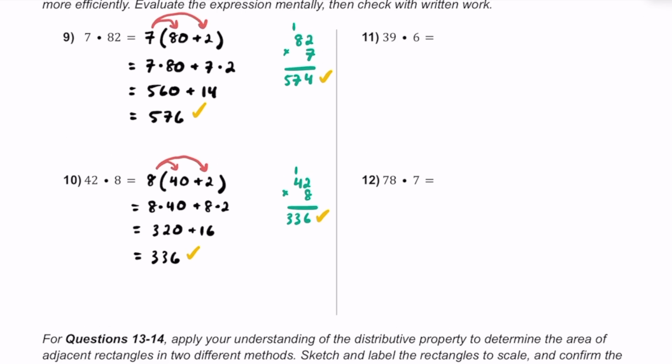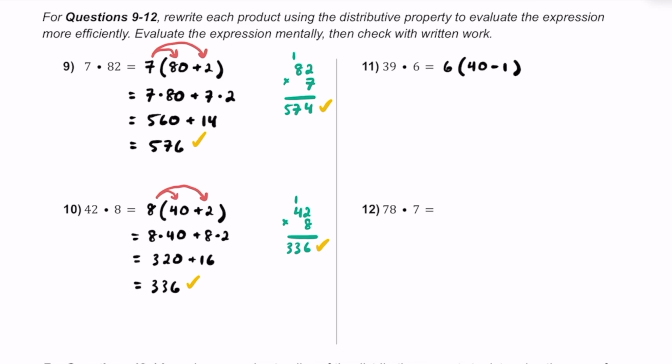All right, for number 11, notice this single digit of 6. Go ahead and put that out in front. For 39, that's really close to 40, so I'm going to use a difference here. That hopefully makes sense. This is just 40 minus 1, okay? Now, if we go ahead and distribute here, we have 6 of these 40s, but we also have 6 of these minus 1s here, right?